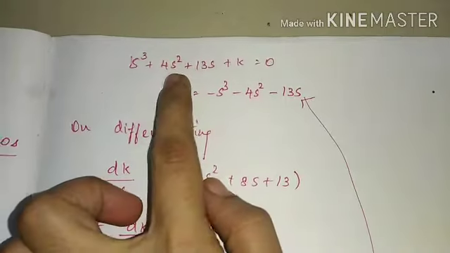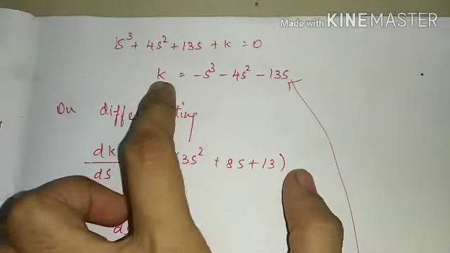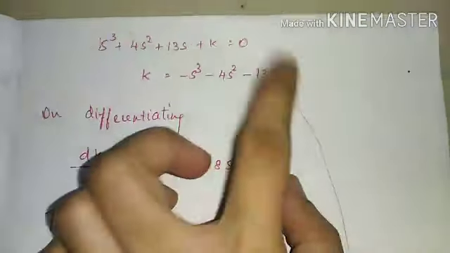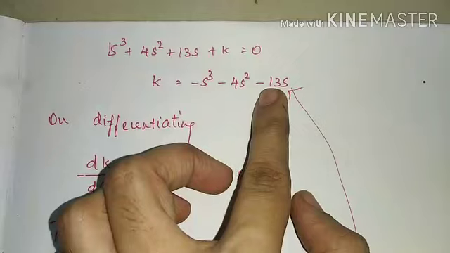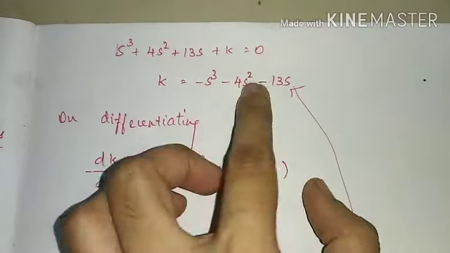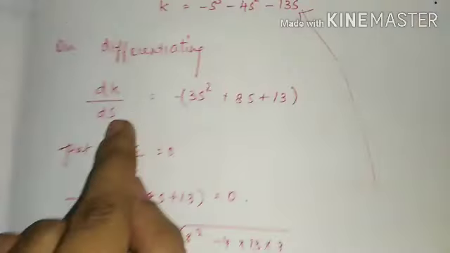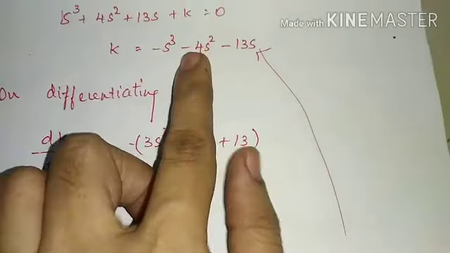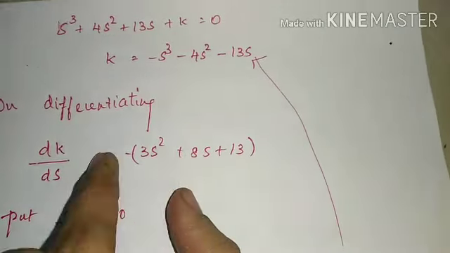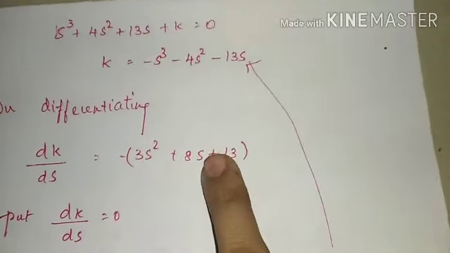s³ + 4s² + 13s + k = 0. See, I just want to find the value of k. So k is equal to, taking these expressions to this side, minus s³ minus 4s² minus 13s. On differentiating this equation with respect to s, dk/ds is equal to minus of (3s² + 8s + 13), taking the minus common outside.